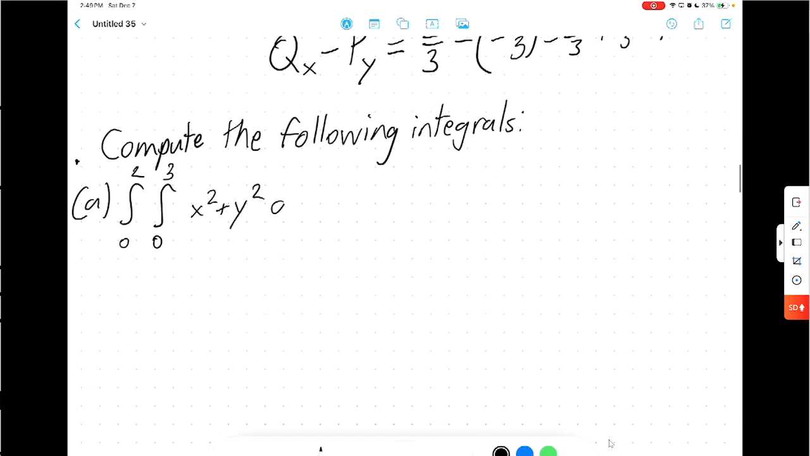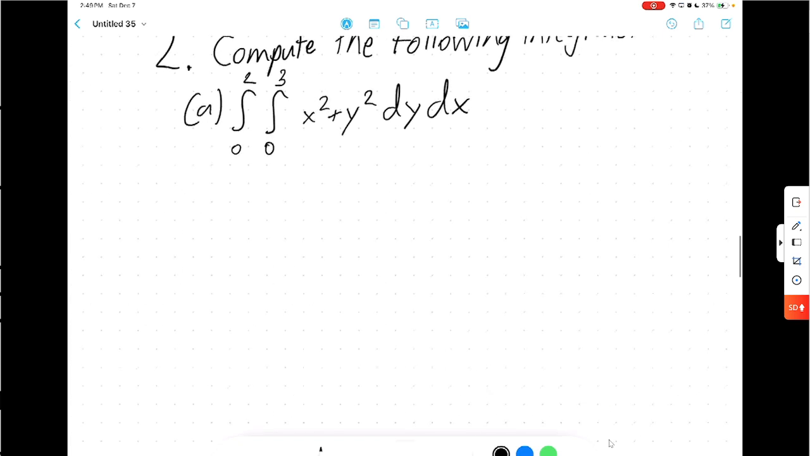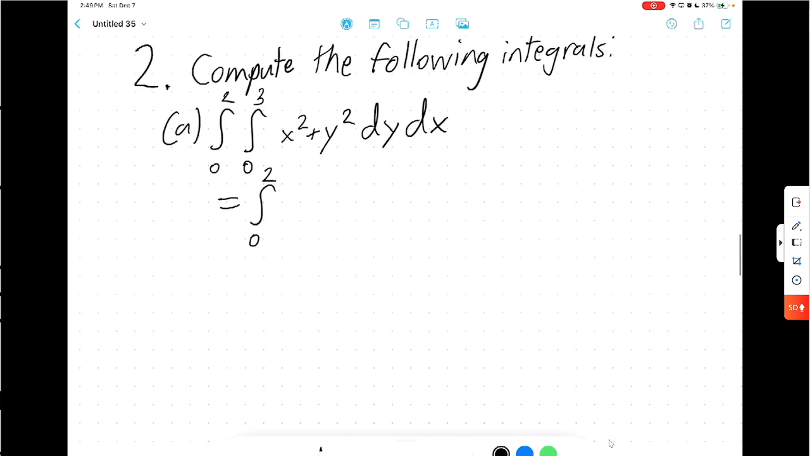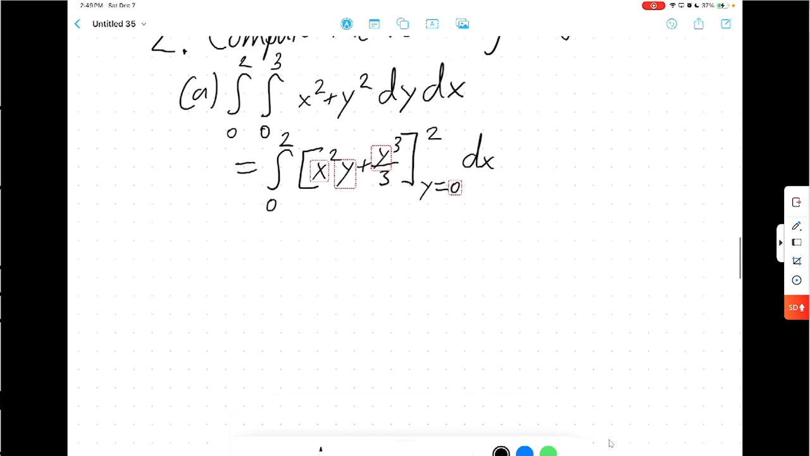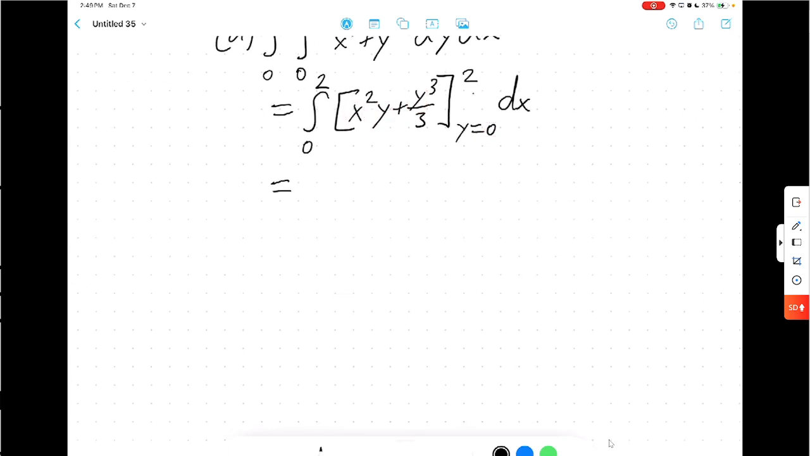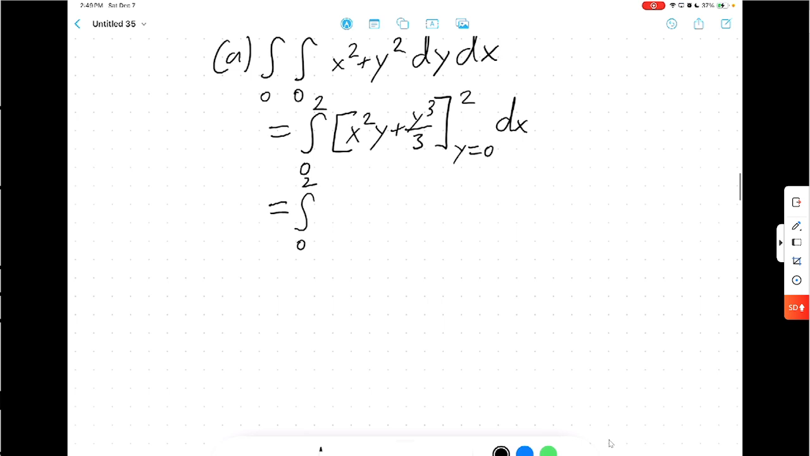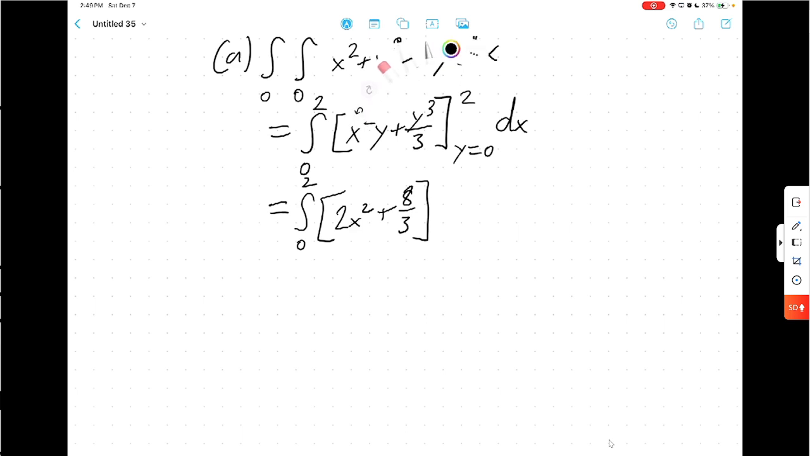The integrand is x squared plus y squared, dy dx. All right, so first we're going to take the integral of this with respect to y. So we have x squared y plus y cubed over 3, evaluated from y equals 0 to 2. At y equals 2, we're going to get 2x squared plus 8 over 3. And at 0, this portion is 0, and the y cubed over 3 will also yield 0, so I can just stop there.